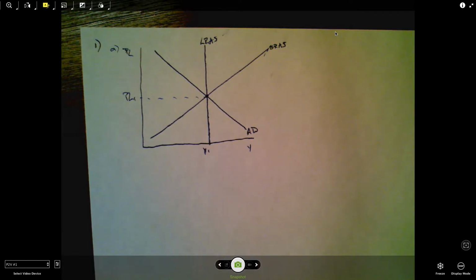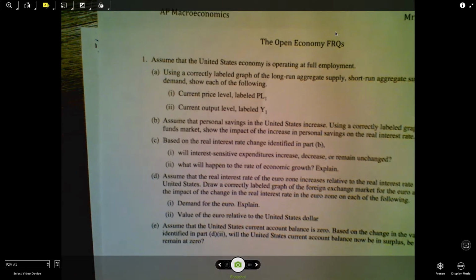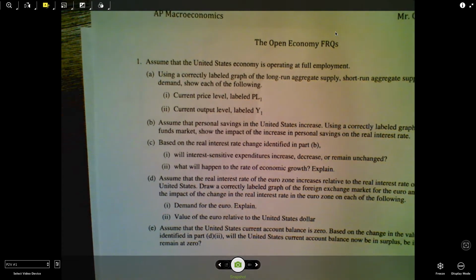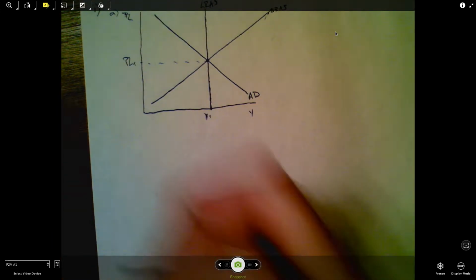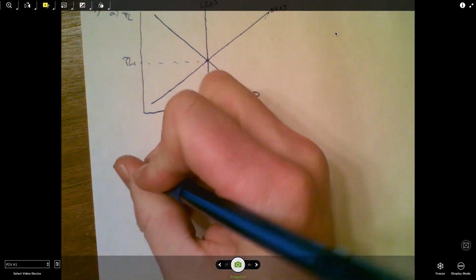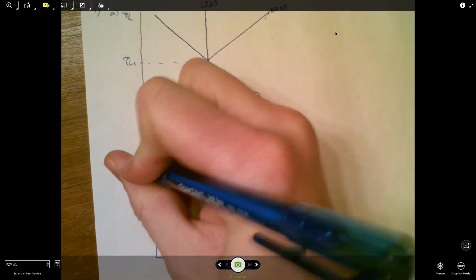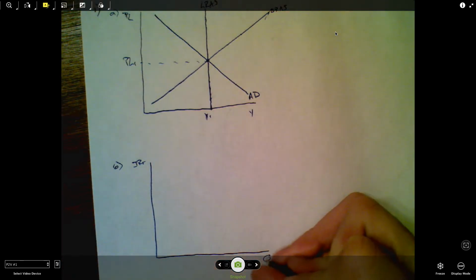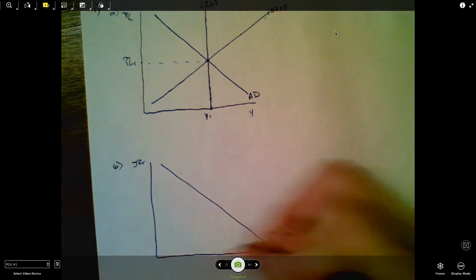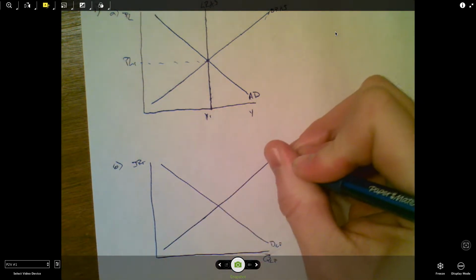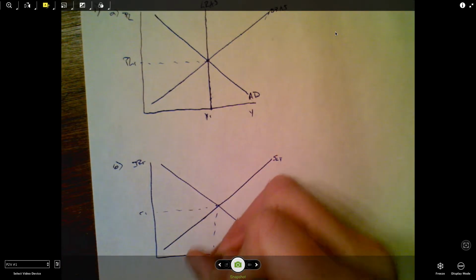Now, part B. Assume that personal savings in the United States increase. They want a loanable funds graph showing that impact on real interest rates. So let's go down a little bit. This is part B, and we're going to draw our loanable funds graph. We've got real interest rates and the quantity of loanable funds. Make sure we're good with our labels. You get points off for labels. And here's our current equilibrium. Call that R1 and Q1.